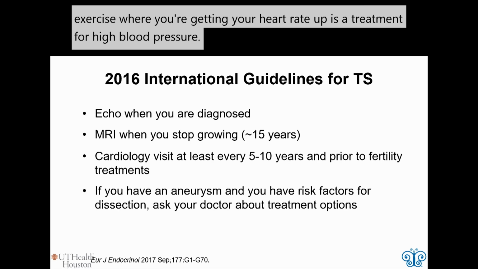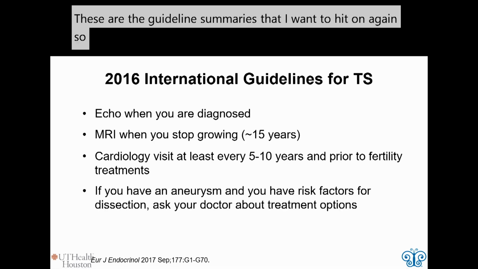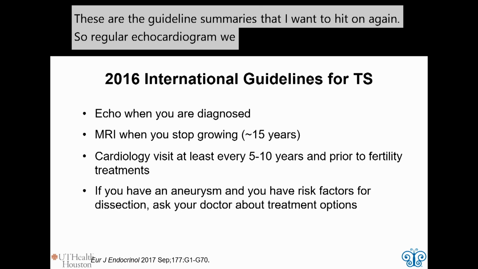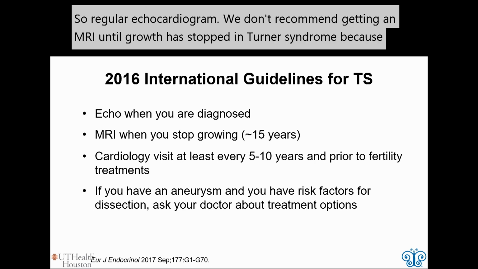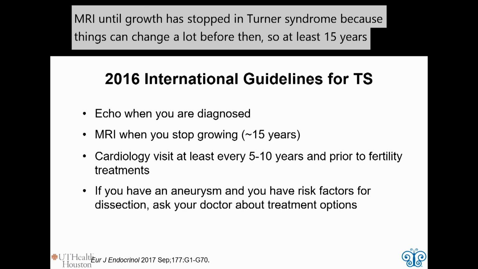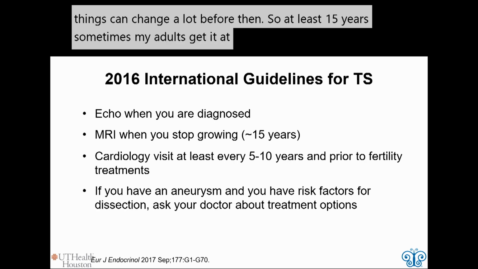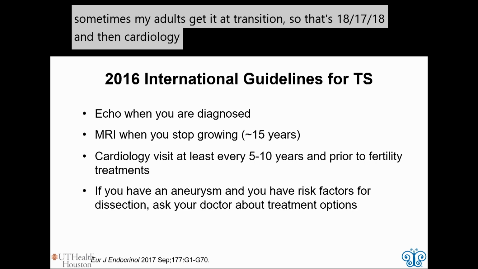So these are the guideline summaries that I want to hit on again. So regular echocardiogram. We don't recommend getting an MRI until growth has stopped in Turner syndrome because things can change a lot before then. So at least 15 years. Sometimes my adults get it at transition, so that's 17, 18. And then cardiology visits every 5 to 10 years.